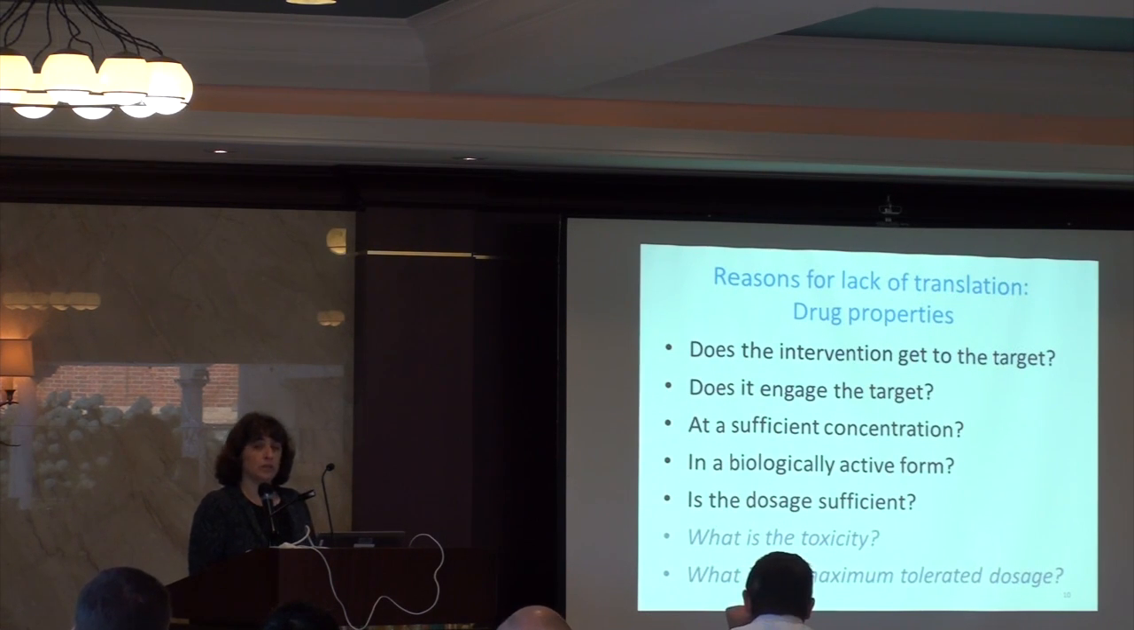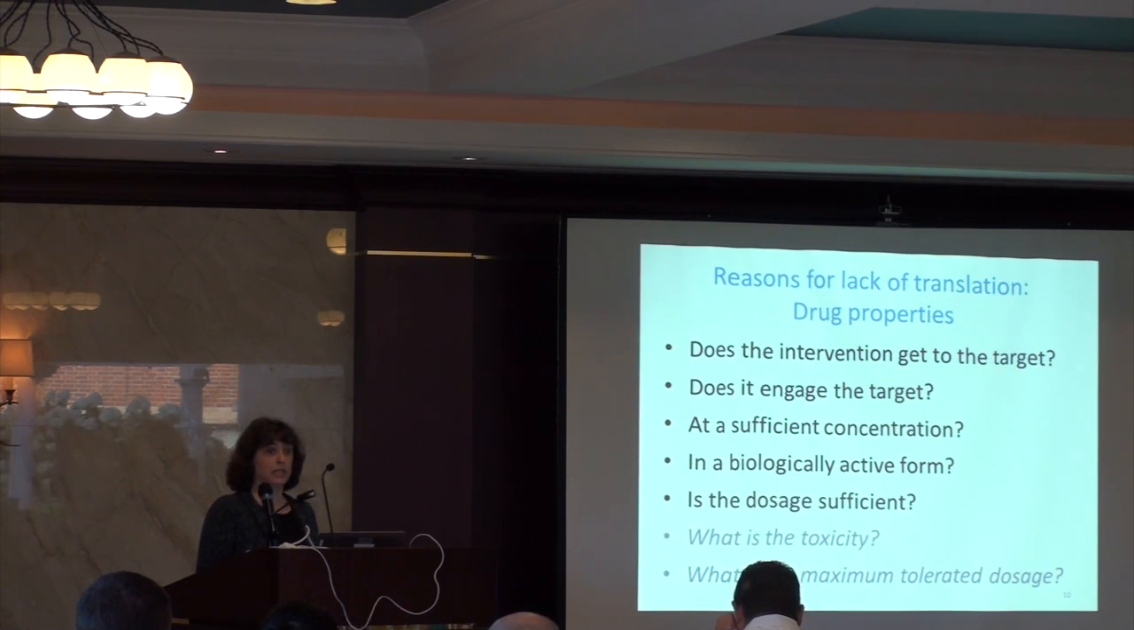So other issues that could affect the translation of preclinical data are issues about the drug properties. Does the intervention get to the target? So for neurological disorders, does it actually get to the peripheral blood or to the brain? And does it engage the target when it gets there? And does it get there in sufficient concentrations? There are now very many studies looking at antibodies, and we know that for antibodies, crossing the blood-brain barrier is less than 1%. So even if it gets there and engages the target, is it there at a high enough concentration to actually mediate an effect?